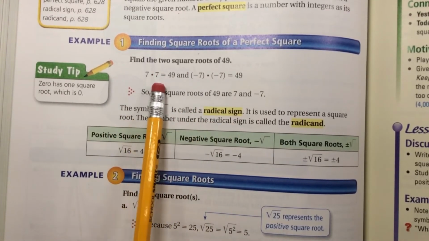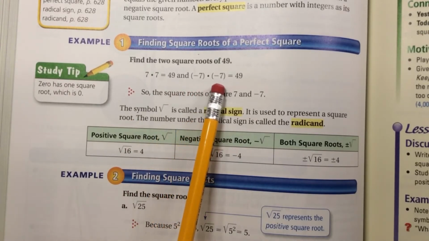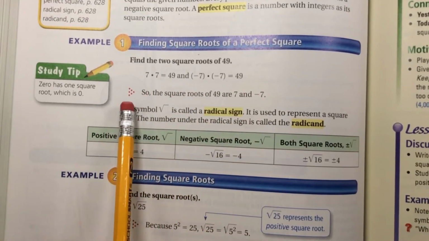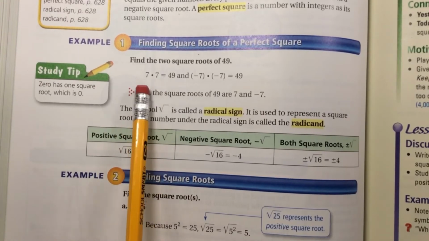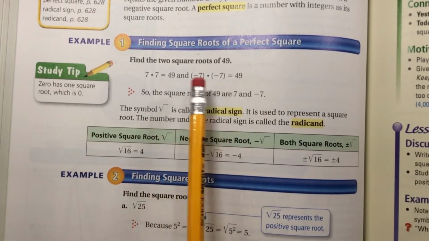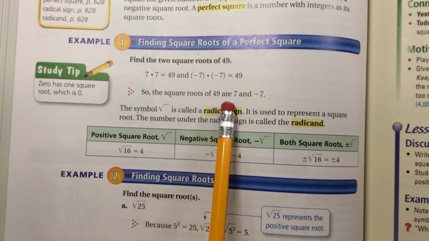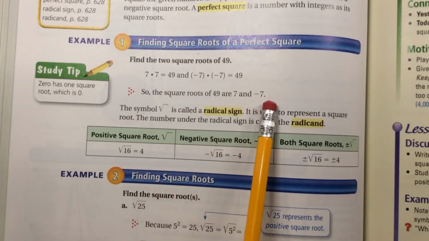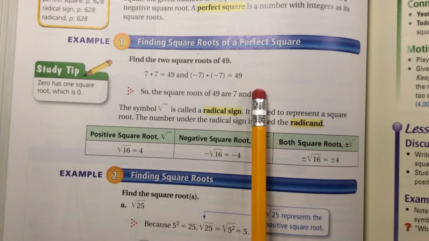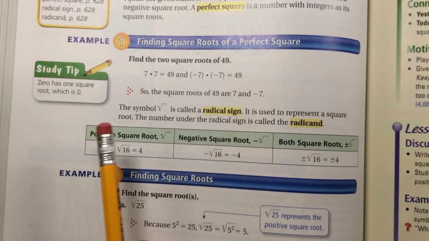Well, we know that 7 times 7 is 49, but we also have to remember negative 7 times negative 7 also equals positive 49. So there are two different numbers that when multiplied by themselves give 49: 7 squared is 49, but negative 7 squared is 49. So the square roots of 49 are 7 and negative 7. Now that doesn't mean you multiply these two together to get 49. It means you square 7 to get 49, or you square negative 7 to get 49.